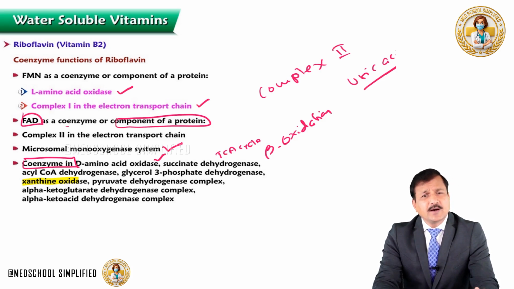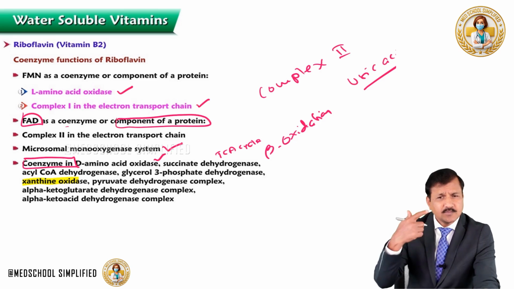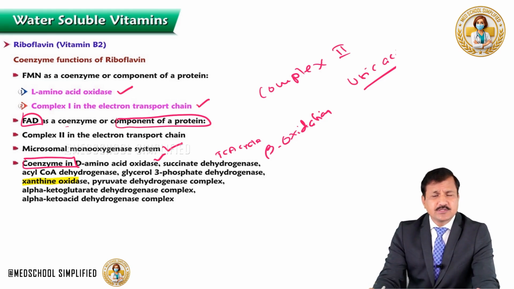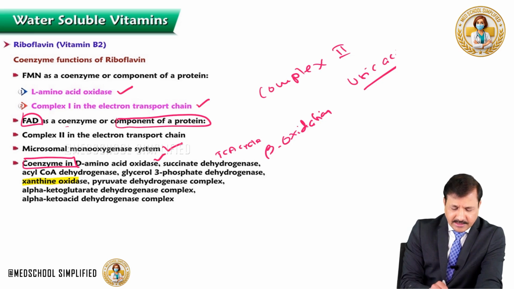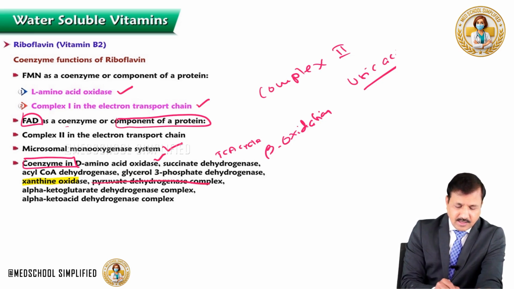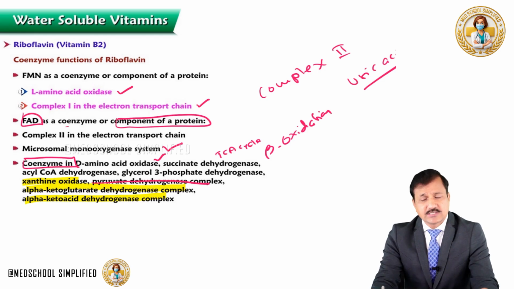And then we have three complex enzymes which we have already seen in vitamin B1, where thiamine pyrophosphate is a coenzyme. The three complex enzymes which also need FAD as a coenzyme are the pyruvate dehydrogenase complex, the alpha ketoglutarate dehydrogenase complex, and the branched-chain alpha keto acid dehydrogenase complex.